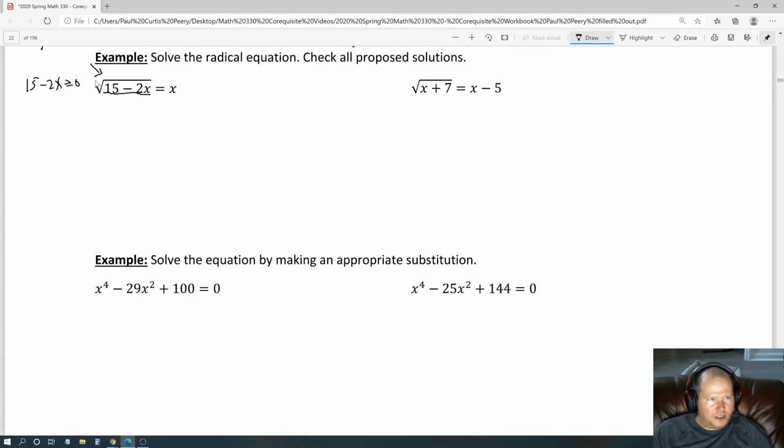Now, what we want to do is get rid of these radicals so we can get to the stuff underneath it, the radicand. And the way we're going to do that is we are going to square it. But whatever you do to one side, you do to the other. That gives me 15 minus 2x is equal to x squared.